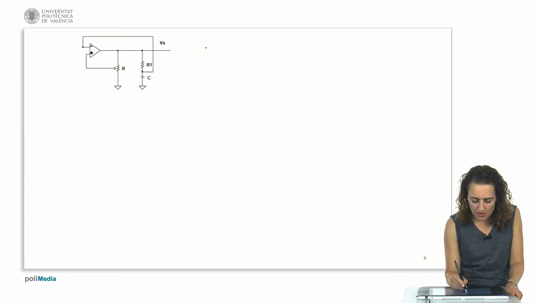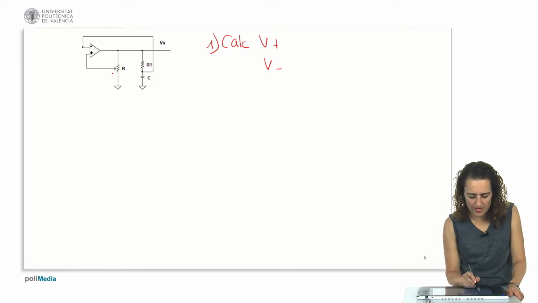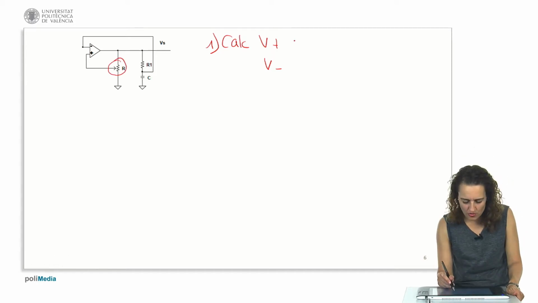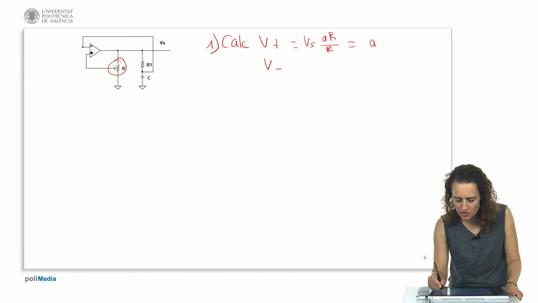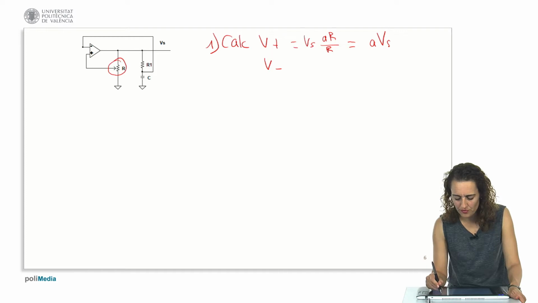The first step is to calculate V plus and V minus of the multivibrator. The voltage in the positive terminal would be a portion of the output voltage Vs, because this is a potentiometer in which the lower resistor is A times R. So this would be Vs times A times R over the total resistor, which is R. So V plus is a portion. Remember that A is going to be lower than 1, so it is a portion of the output voltage.